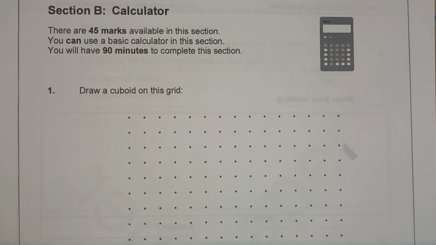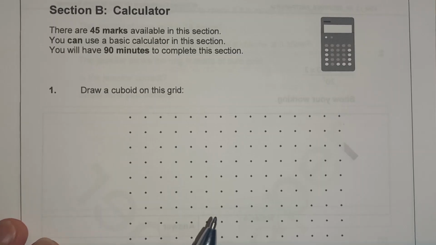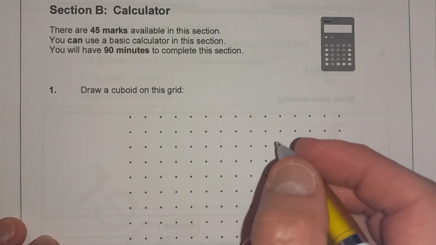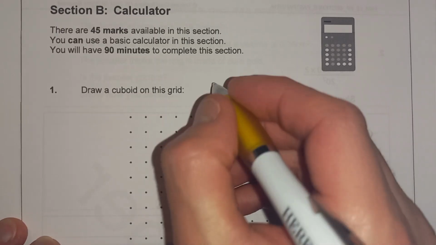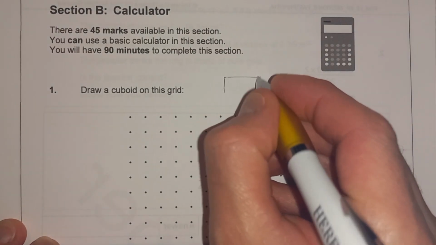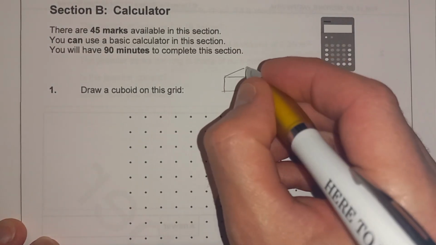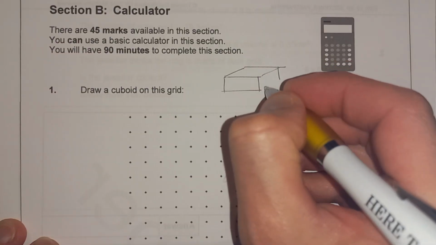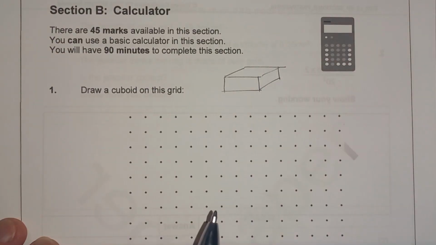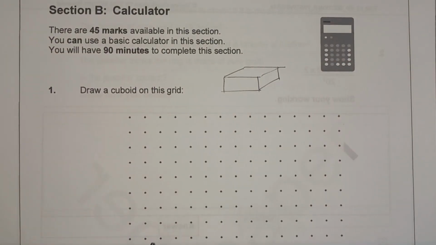Question 1. Draw a cuboid on this grid. Okay, so as you know, a cuboid is a 3-dimensional shape. It's generally made up of rectangles. It could have a square as well. I'm going to draw a quick sketch of a cuboid before I try and draw it more accurately. So for me, a cuboid is something like this. Some sort of box. Think of like an Amazon delivery box you might get.